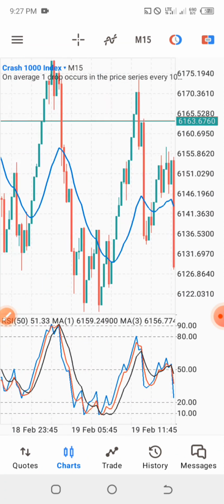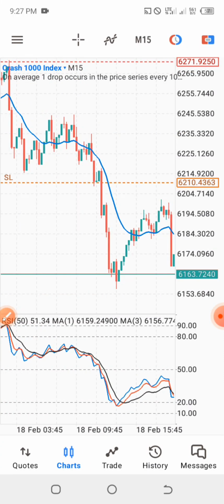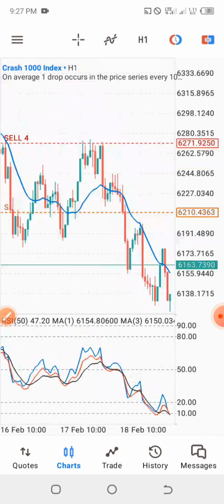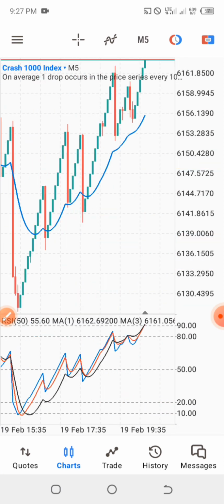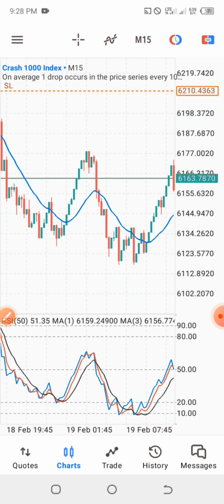Now on this, figure out your confirmation on the higher time frame. What you need to do is make sure that you check everything well before you take any position. Now the first thing you want to do before taking any position right here, maybe I should use the 15-minute time frame.